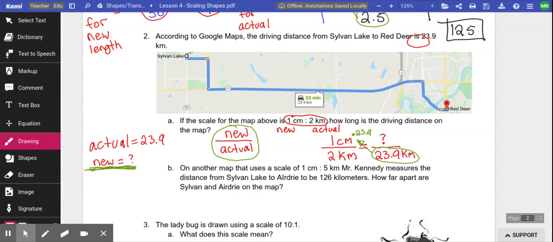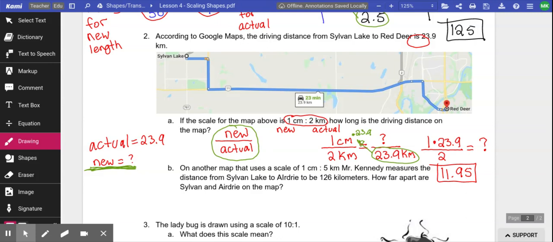So when I cross multiply, I now have 1 times 23.9, and then I divide it by 2. You don't have to worry about kilometers, centimeters, that kind of stuff. I'm just looking for numbers. We can add in our units later. But if we do that calculation, that should tell me my new distance on the map, which is the drawing that we see up there. If you calculate that, 23.9 divided by 2, you end up getting 11.95 is my answer. And because it's the drawing, that would be 11.95 centimeters is what's on that drawing.